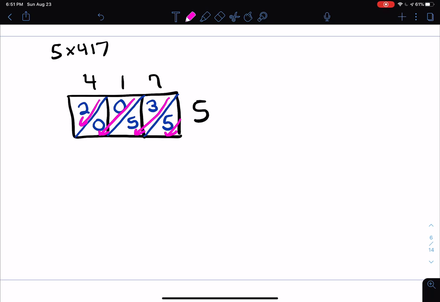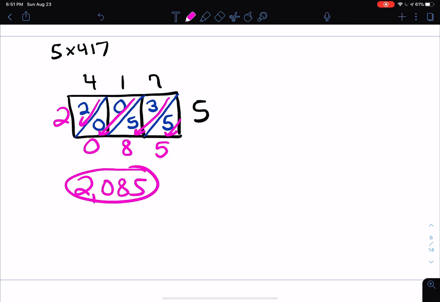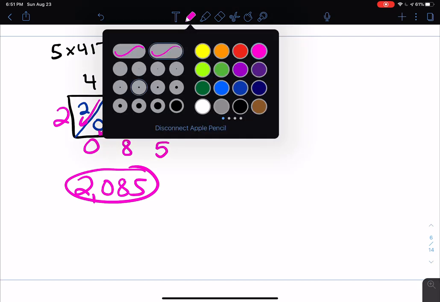So the far right, first diagonal, I have a 5. And then I'm going to make my way to the left. The next diagonal, I have 3 plus 5, which is 8. Next diagonal, 0 plus 0 is 0. Final diagonal is a 2. So 2,085 is my result. And if I put it in my calculator, I did 5 times 417, and I got 2,085. Pretty cool, huh?